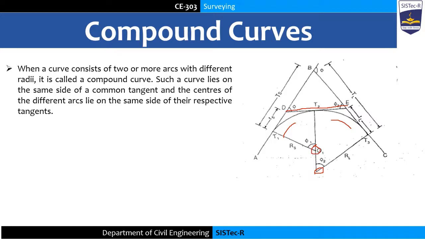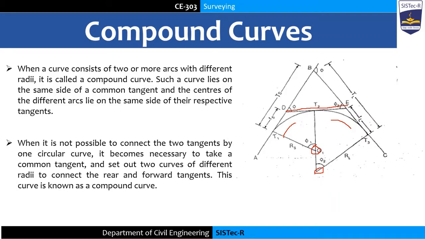So the centers of the different arcs lie on the same side of their respective tangents. ये जो दोनों कर्व्स के सेंटर हैं ये सेम साइड पे होंगे उनके टेंजेंट के. So when a curve consists of two or more arcs with different radii, it is called a compound curve. Such a curve lies on the same side of a common tangent, and the centers of different arcs lie on the same side of their respective tangents.